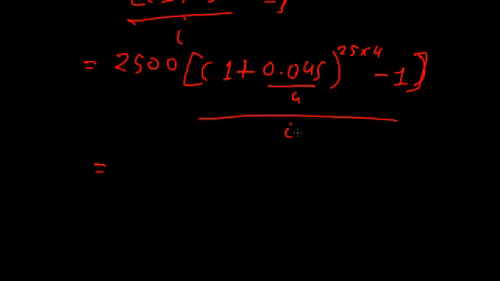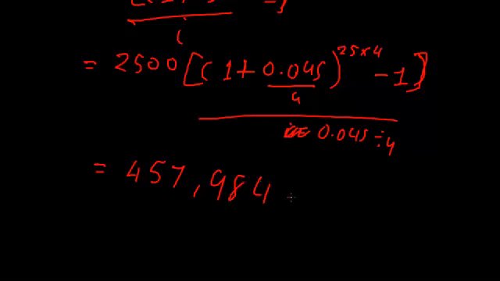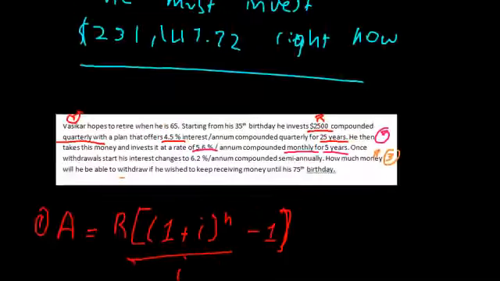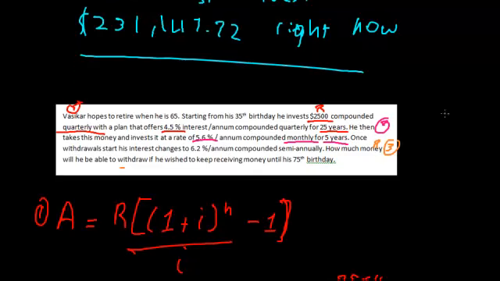which is basically 0.045 divided by 4. So when you plug this in, 25 years, he'll have saved $457,984.54. And so that'll be his value for the second part, which is his compounding period.